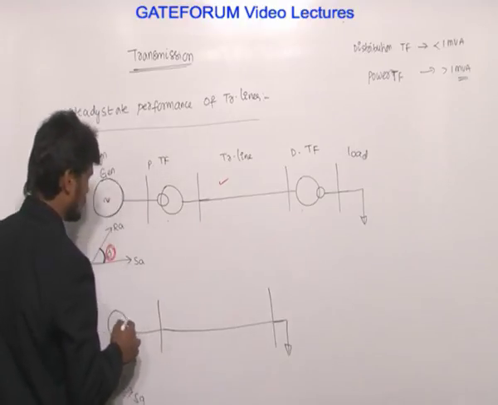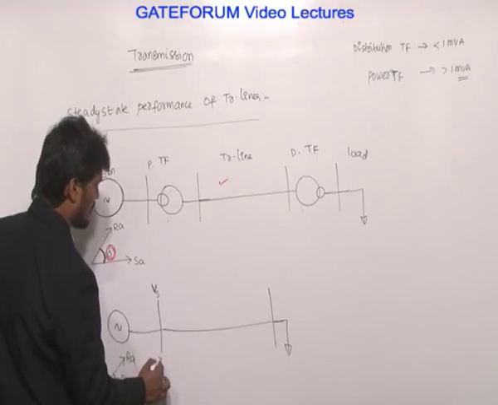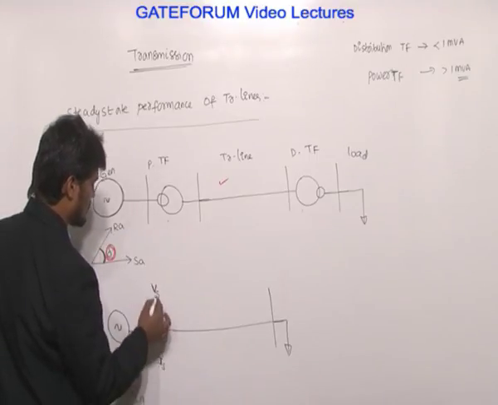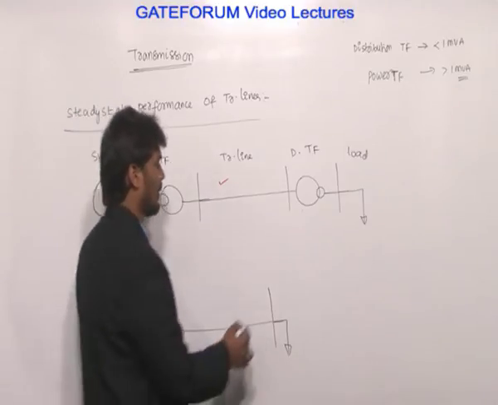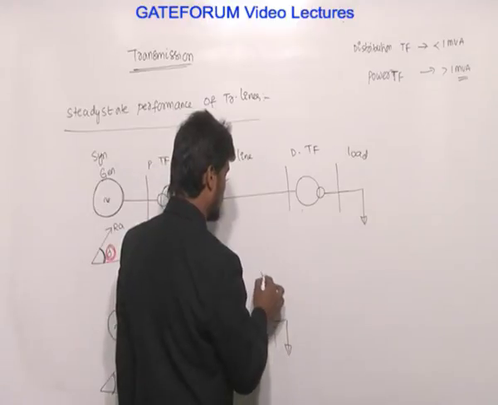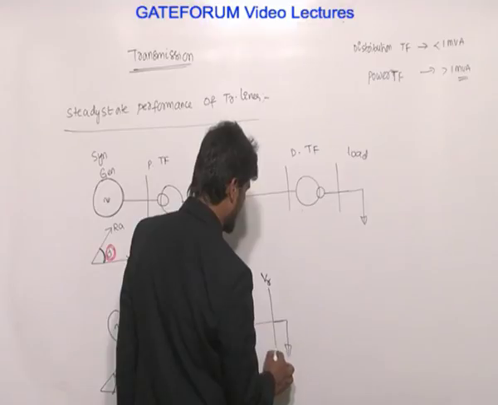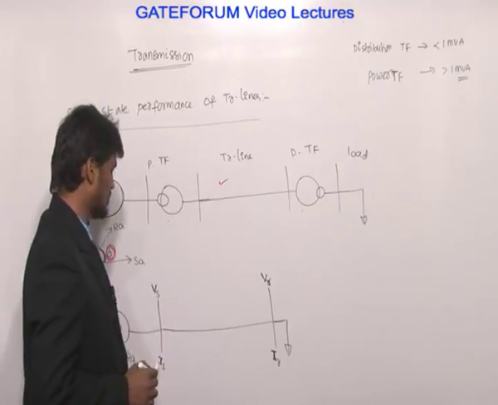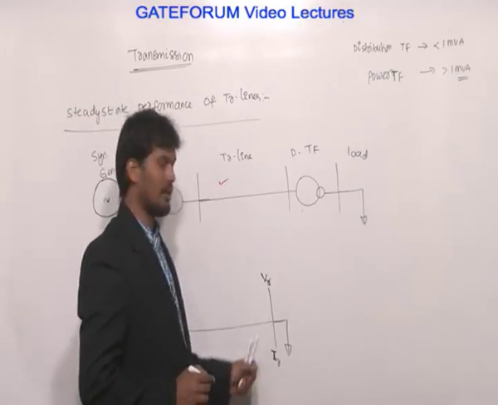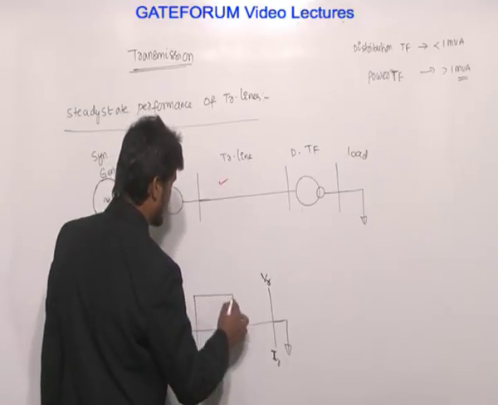Now, it is sending end, sending end voltage is Vs, sending end current is Is. This is receiving end side or load side. Therefore, voltage at the receiving end is Vr, current at the receiving end is IR. It is sending end Vs, Is, it is the receiving end Vr, IR.